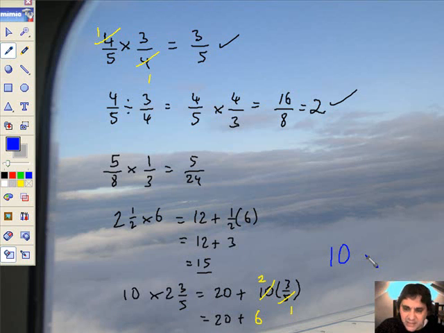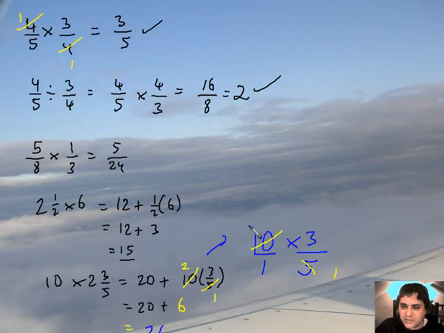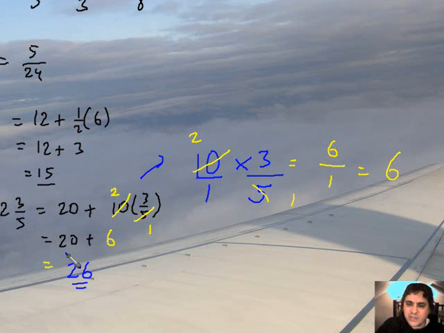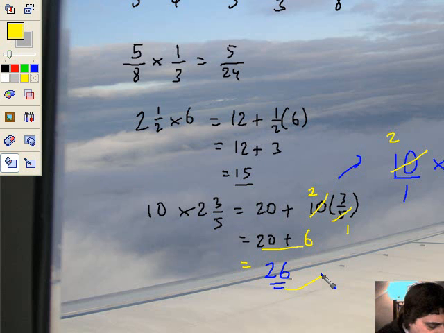Study that method. Let me just expand it a little bit so you understand it. I'm saying 10 times 3 over 5. That's what I'm saying in this little part right here. And 10 is of course 10 divided by 1. And look, I've created some fractions. Then I picked up my yellow and I said 5 goes into 5 once, and 5 goes into 10 twice. Hence I've got 2 times 3, 6. 1 times 1, 1. Therefore 6. Alright? 20 plus 6, 26. Beautiful.